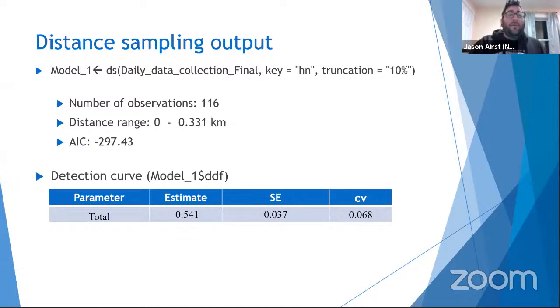So this is what my data looks like when I ran it. I chose to use a half normal distribution with a 10% truncation, and this was chosen based on it producing the lowest AIC value and also the lowest coefficient of variance. And the summary statistics for this give you an estimate, which is the slope of your detection curve, a standard error, and a coefficient of variance.